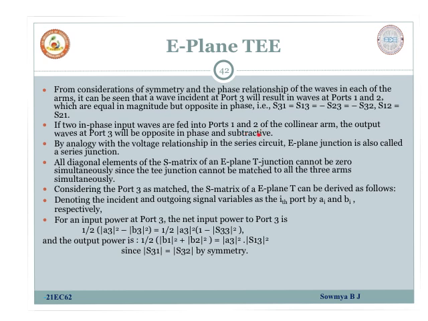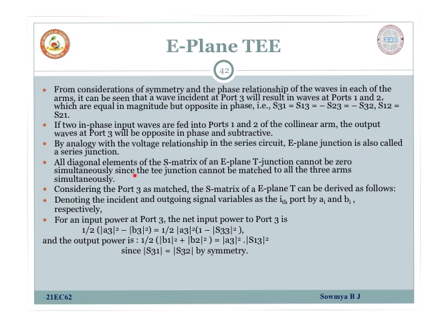What is the output that we expect from port 3? It will be an opposite phase output, as it is a subtractive output. And from the analogy with the voltage relationship in the series circuit, we can justify that the E-plane junction can also be called a series junction.